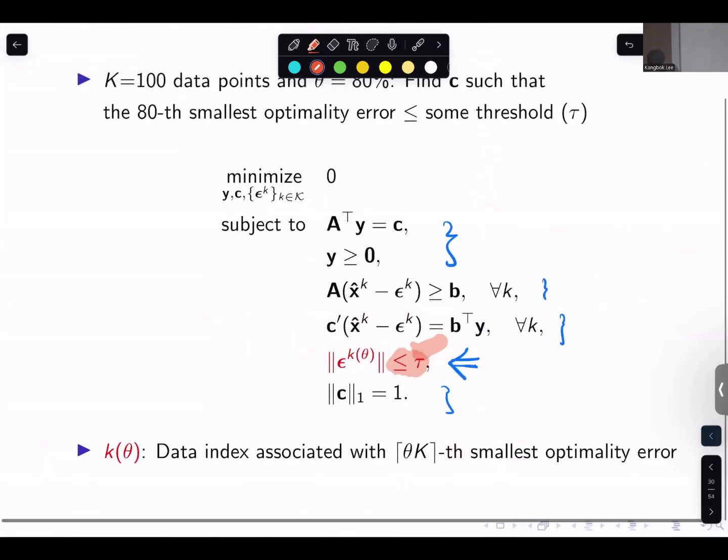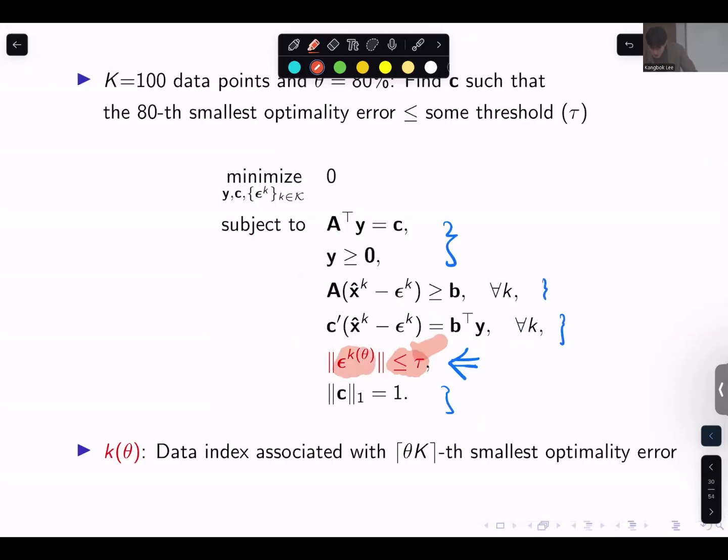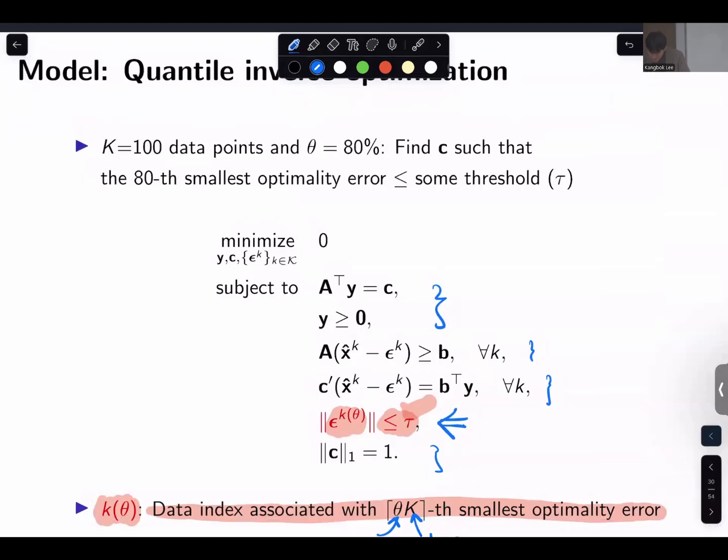Right? So here, epsilon superscript k of theta is really, that index k of theta is the data index associated with the theta times k smallest optimality error, where k is the number of data points. Let's say there are 100 data points, and theta is the proportion that I want to care about, let's say 80%. Okay? So find me a C vector such that 80th smallest optimality error is still less than or equal to tau. Okay? So this is analogous to quantile-based regression, basically. Okay? Any questions?